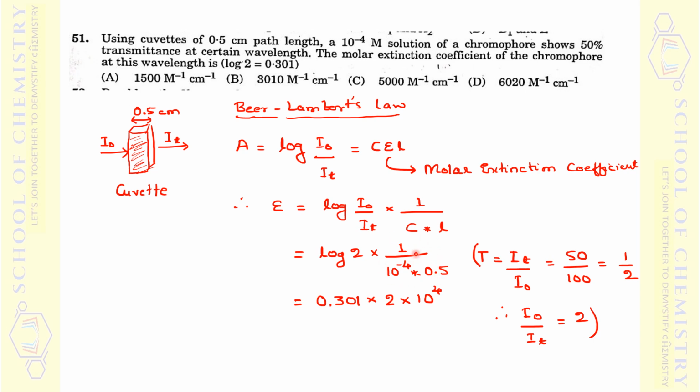Simply I just simplify this. 10 raised to minus 4, if I take it to the numerator, it will become 10 raised to 4. 0.5, which is nothing but 1 by 2, if I take it to the numerator, it will simply be 2. Now if I further simplify this, this will be 0.301 into 2, which is 0.602 into 10 raised to 4, which is nothing but 6020. And as I mentioned earlier, concentration unit is molar, so it is in the denominator. So per molar. Length unit is centimeter, 0.5 they had mentioned, so it is also in the denominator. So that's how it will be centimeter inverse. And now you can easily find 6020 per molar per centimeter as one of the answers. And that's how D is the correct answer for this question.